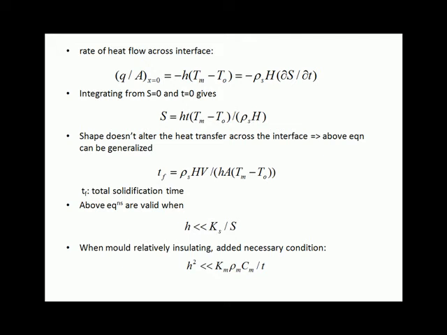Here rho s is the density of solid, and this equation is valid only for H very much less than Ks, that is, 1 by H is very much larger than 1 by K, where 1 by H is the resistance at the interface and 1 by K is the conduction resistance in the mold.